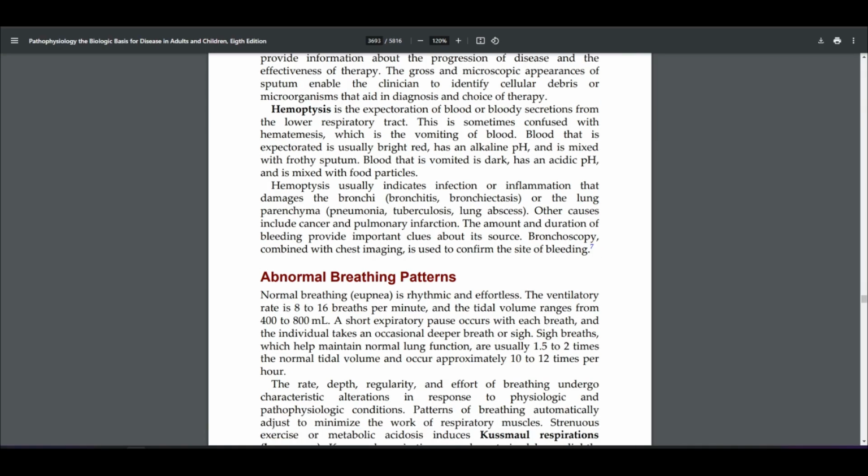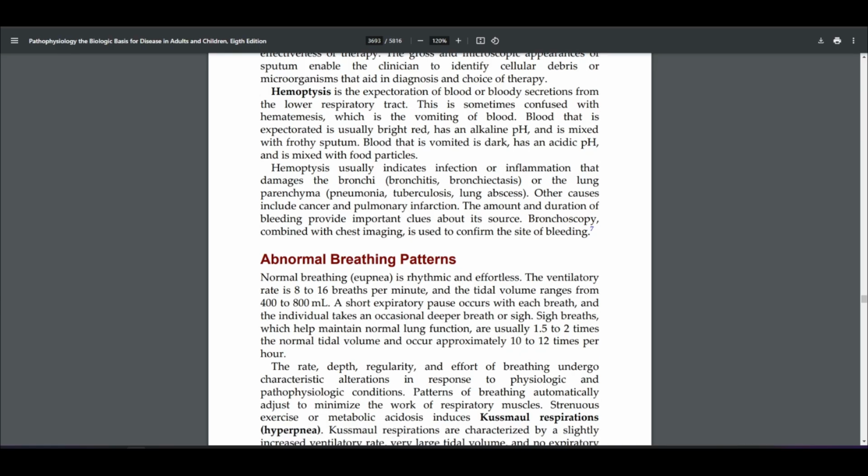Hemoptysis is the expectoration of blood or bloody secretions from the lower respiratory tract. This is sometimes confused with hematemesis, which is vomiting of blood. Blood that is expectorated is usually bright red, has an alkaline pH, and is mixed with a frothy sputum. Blood that is vomited is dark, has an acidic pH, and is mixed with food particles.